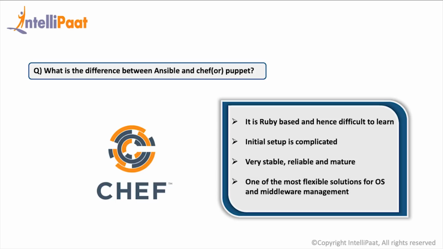And of course, Chef is the most flexible solution for OS and middleware management. Now, middleware basically means the software management part. Chef is a great choice for configuration management, reason being, it is very reliable and very mature because it was probably among the first configuration management tools to come out. And because the community has contributed a lot to this project, it is very mature in its development stages as well.